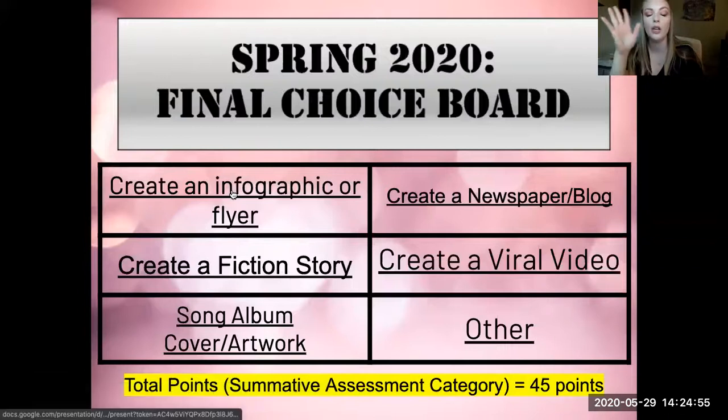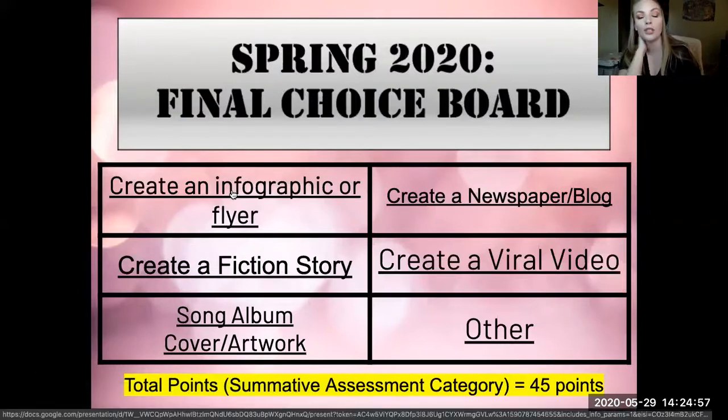So here are the options. Create an infographic or a flyer, write a fiction story, song, album cover, or artwork, create a newspaper or blog, create a viral video, or other.